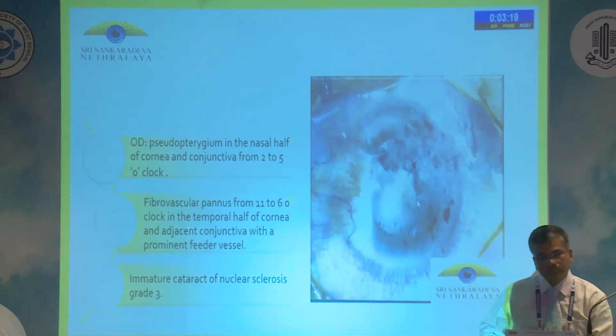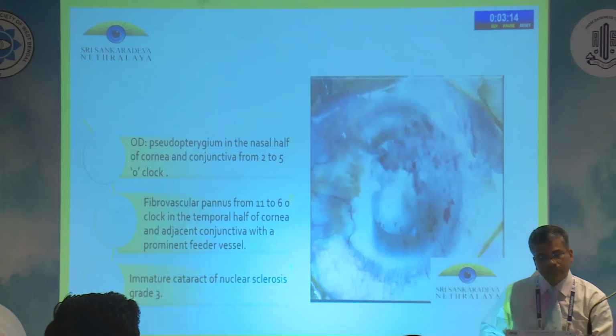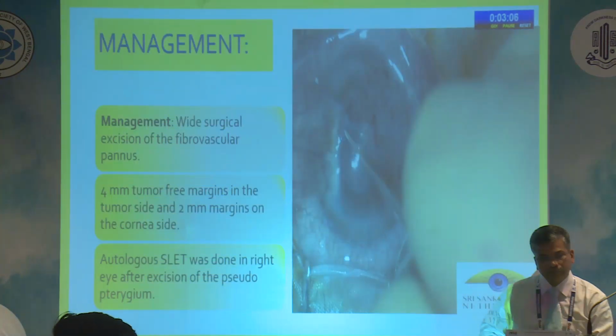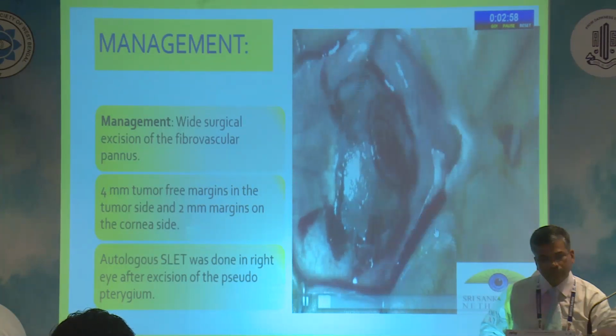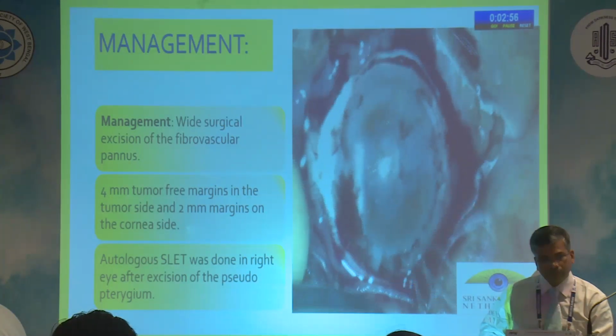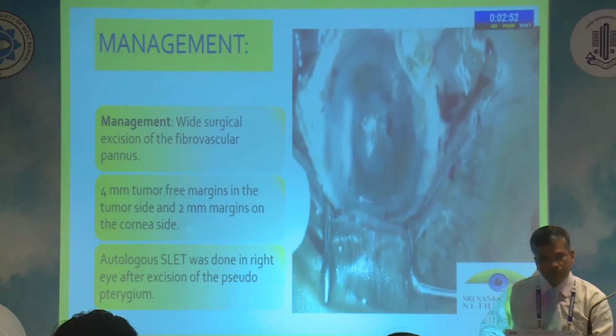In the temporal half, there is a fibrovascular pannus covering from 11 to 6 o'clock hours with a suspected feeder vessel present here, with underlying cataract of nuclear sclerosis grade 3. The management was a slightly different approach, as we can see in the video. A combined approach was done where first there was wide surgical excision of the fibrovascular pannus, and excision of the pseudopterygium was done.